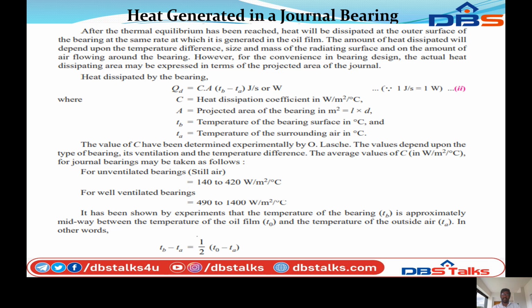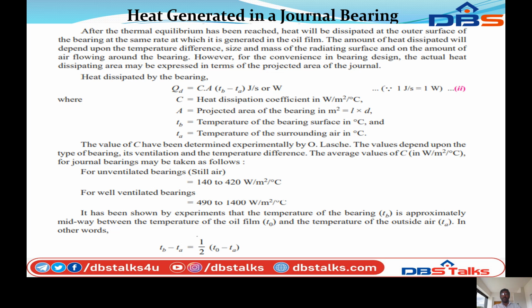Continuing with the heat generated in the journal bearing. After the thermal equilibrium has been reached, heat will be dissipated at the outer surface of the bearing at the same rate at which it is generated in the oil film. The amount of heat dissipated will depend upon the temperature difference, size and mass of the radiating surfaces, and on the amount of air flowing around the bearing. However, for convenience in bearing design, the actual heat dissipating area may be expressed in terms of the projected area of the journal.